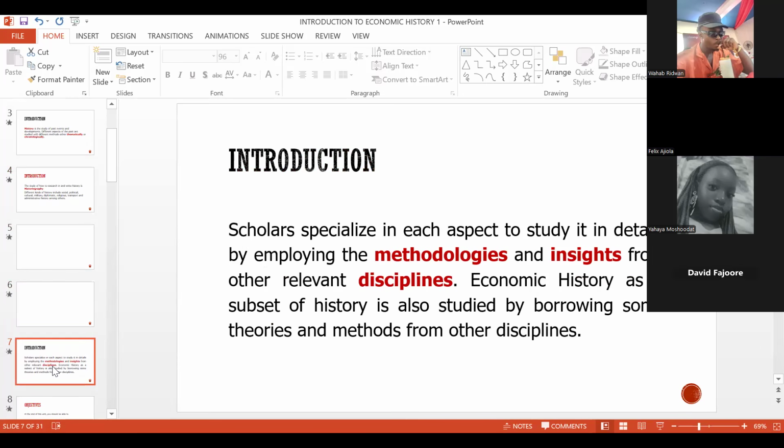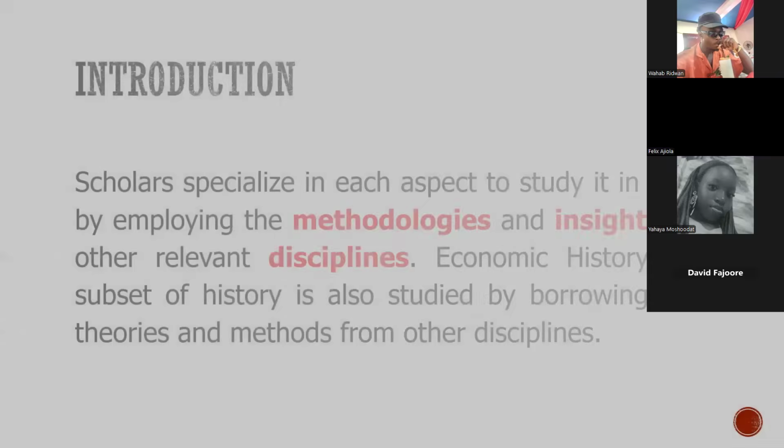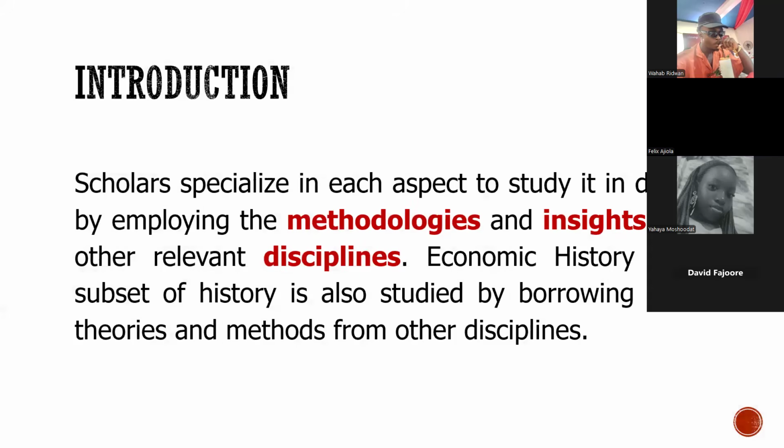So economic history is quite different. On the other hand, economic history happens to be a subset of history, and it's also studied by borrowing concepts, methods, and theories from other disciplines. So economic history is quite unique compared to the conventional branches of history like political history, like gender history, and so on, because economic history is highly interdisciplinary.